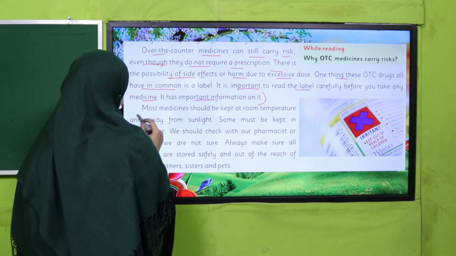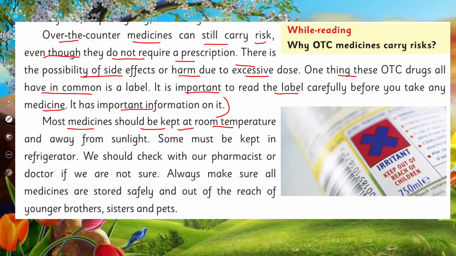So let's next. Most medicines should be kept at room temperature and away from sunlight. Some must be kept in refrigerator. We should check with our pharmacist or doctor if we are not sure. Always make sure all medicines are stored safely and out of the reach of younger brothers, sisters and pets.